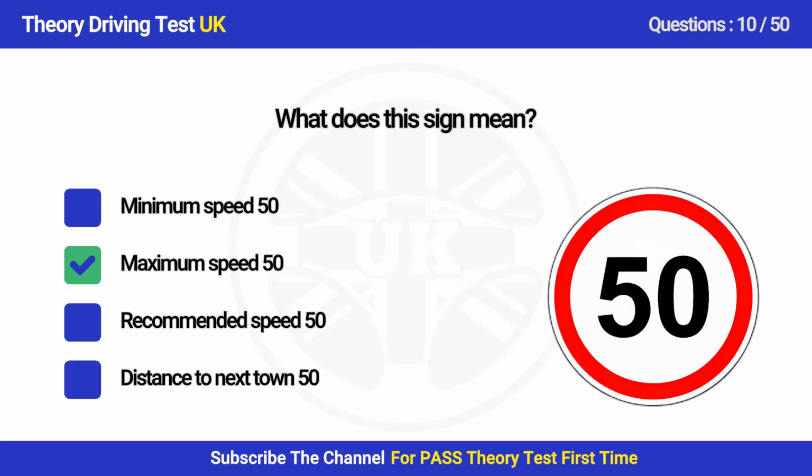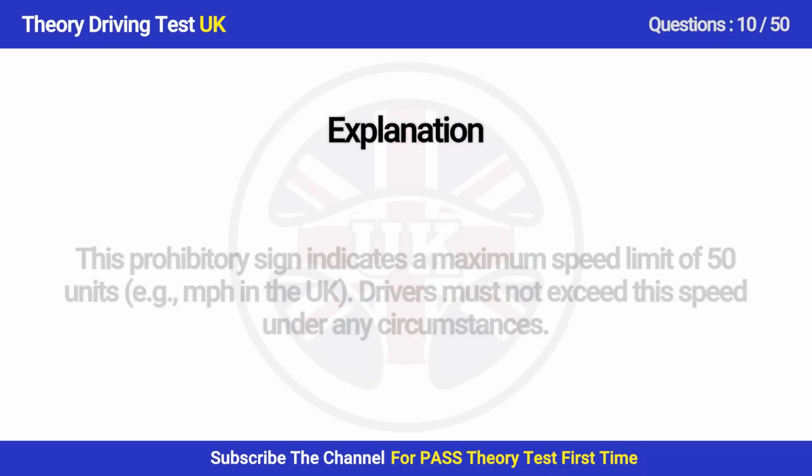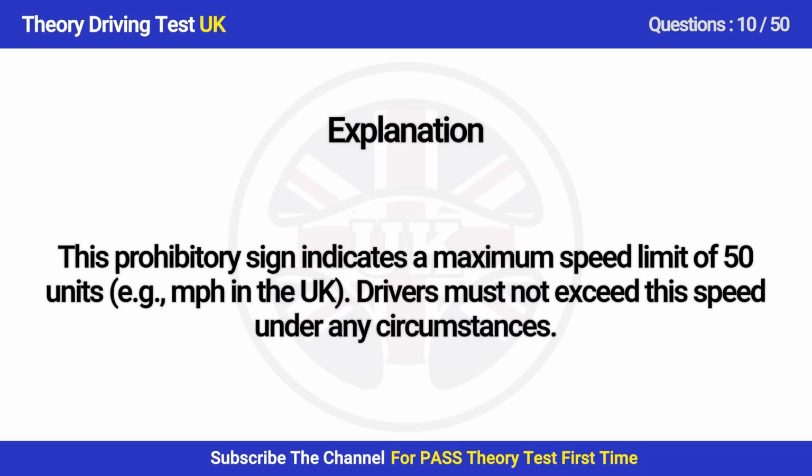Answer is B. Maximum speed 50. This prohibitory sign indicates a maximum speed limit of 50 units, e.g. mph, and drivers must not exceed this speed under any circumstances.